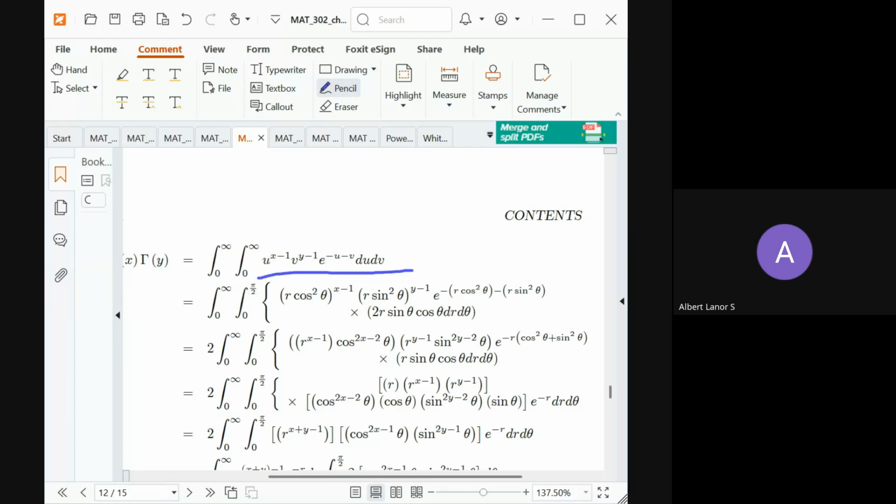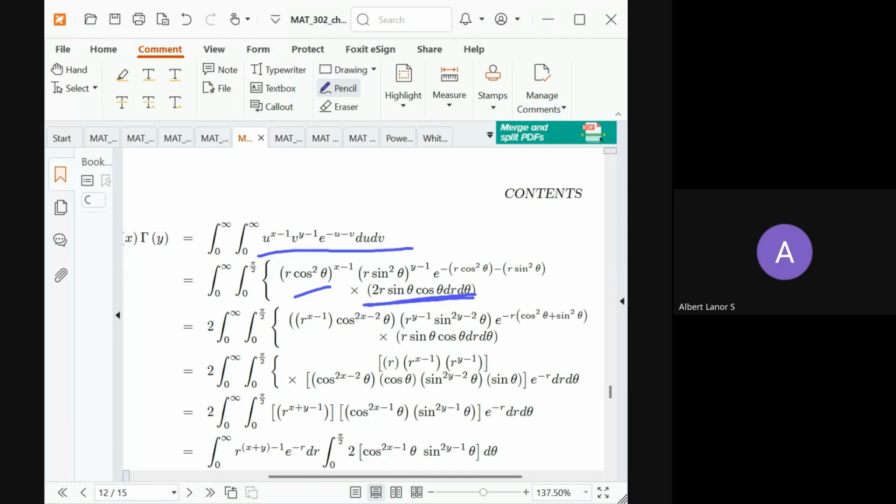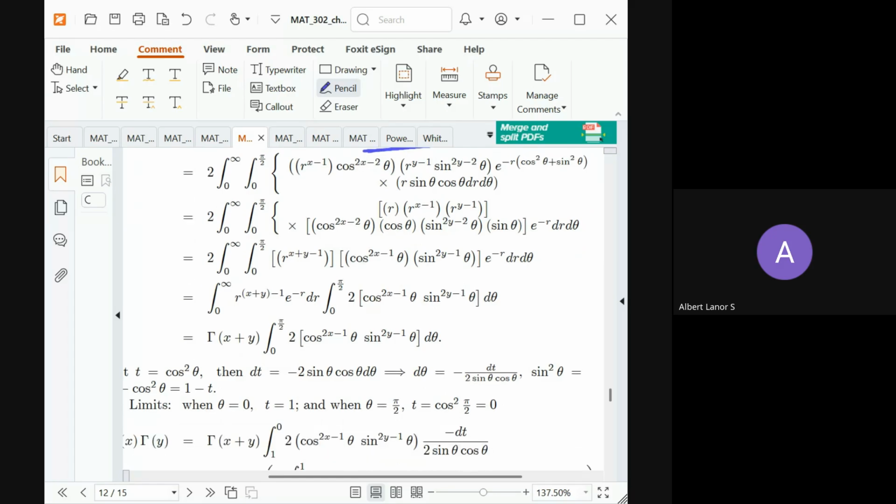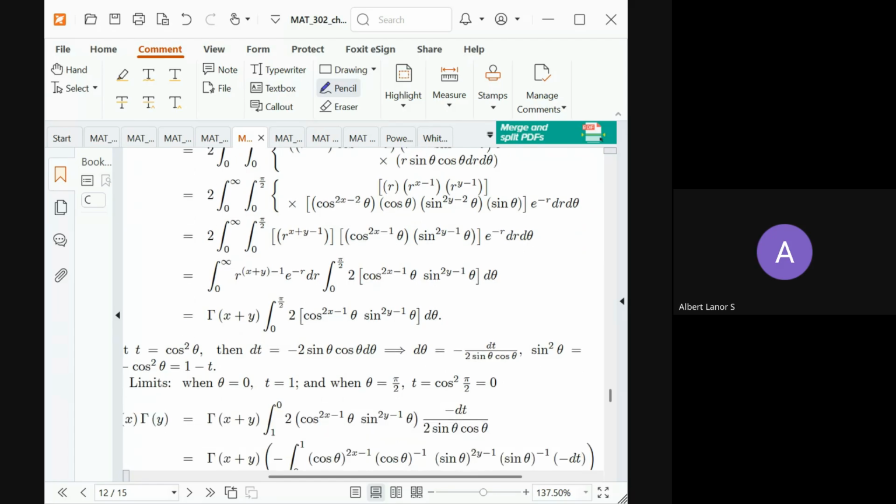So we're going to substitute all this into gamma x, gamma y. Everywhere you see u and v, you put all of them there, and then the du dv. So you're going to expand and simplify. Now, when you expand, you get this term here, the one with e^(minus r) dr. Now, this is the same as the gamma of x plus y, which we have from gamma functions.